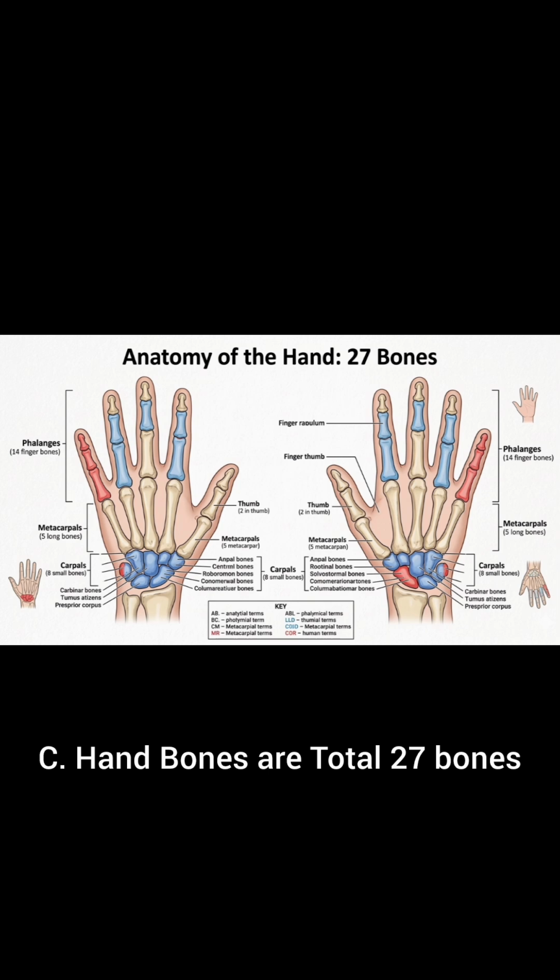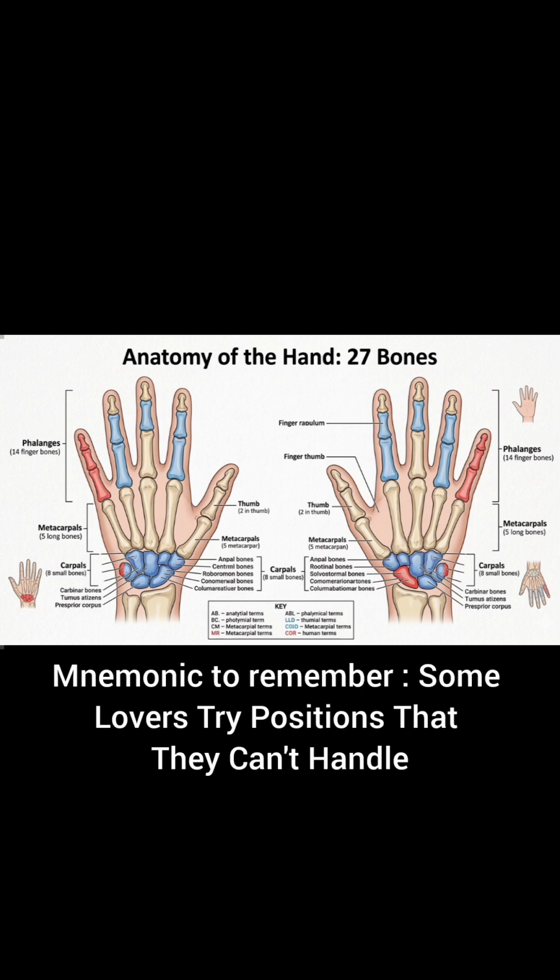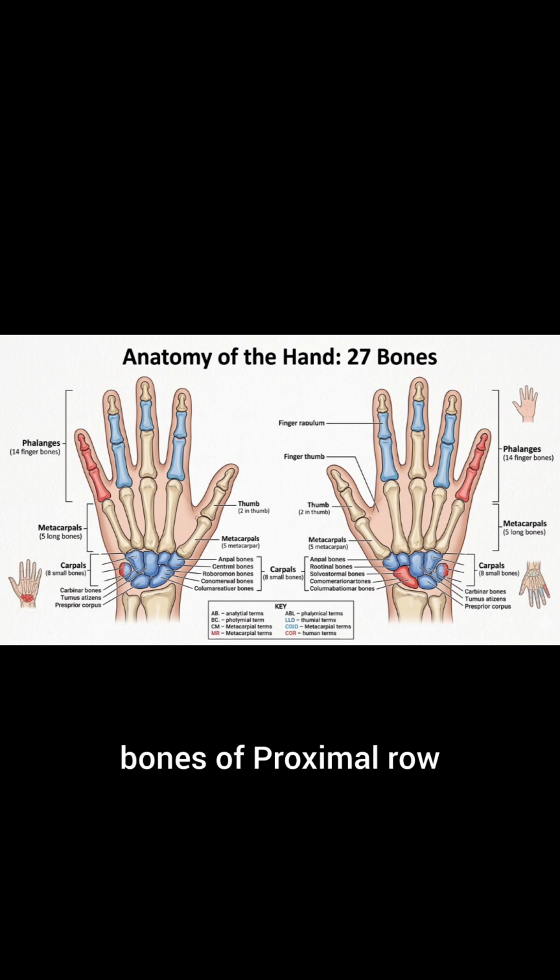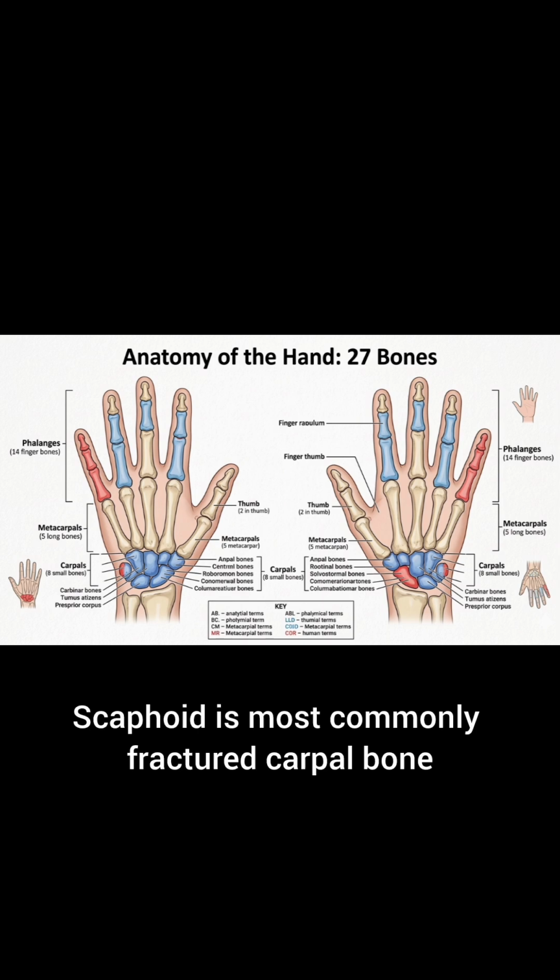See, hand bones are total 27 bones. 1. Carpals, wrist bones, 8. Arranged in 2 rows. Mnemonic to remember: Some lovers try positions that they can't handle. Bones of proximal row: scaphoid, lunate, triquetrum, pisiform. Bones of distal row: trapezium, trapezoid, capitate, hamate. Important: scaphoid is the most commonly fractured carpal bone.